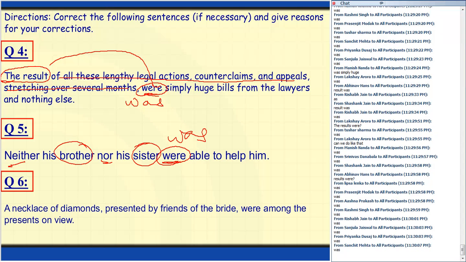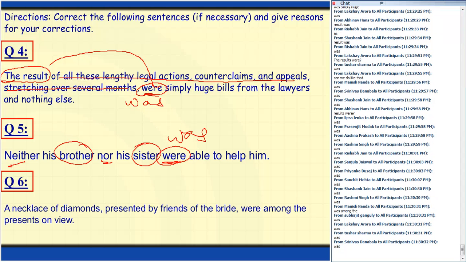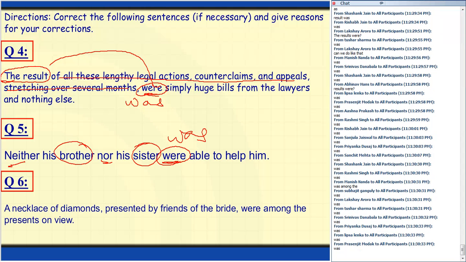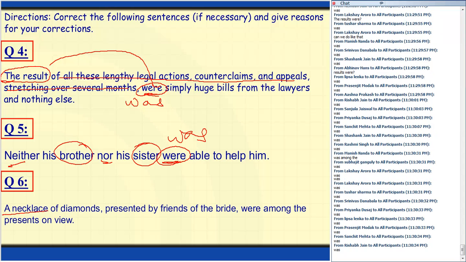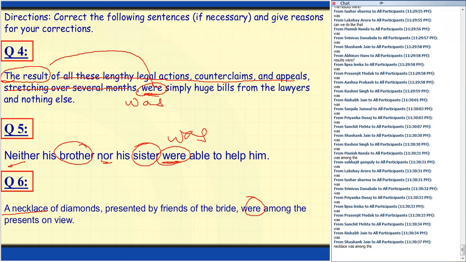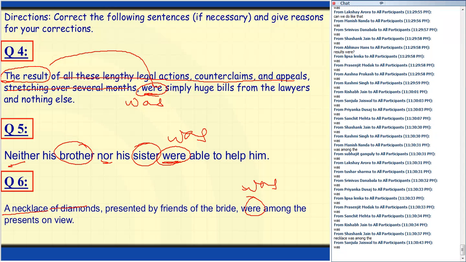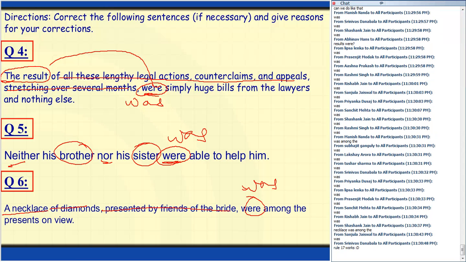Question 6. Okay, actually talking about a necklace. So a necklace was. Now this necklace is of diamonds. It was presented by friends of the bride. All this is immaterial information. So actually talking about the necklace, that is why it was. And Srinivas, you are saying Rule 17 works. Yeah, in most of the cases it works. But when you want it to work, it will not work.